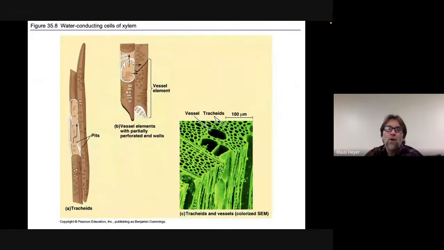Xylem carries water. Same idea. Here's the cell here. Here's another cell here. So they're elongated cells, and these are dead. These are completely dead. All it is is the cell wall. It's a hollowed out cell, and you only have the cell wall. And that's carrying water. So xylem carries water.